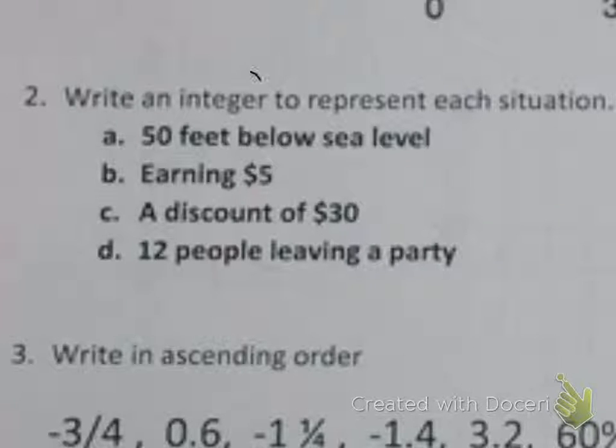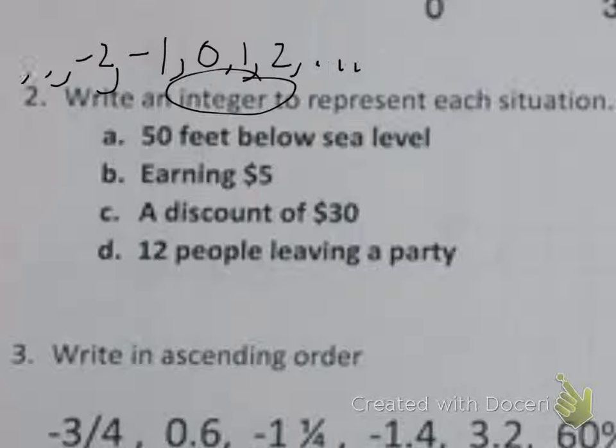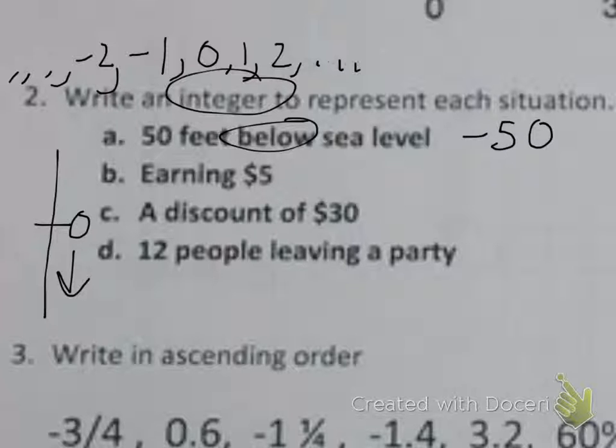For number 2, we're just writing integers. So once again, the integers are 0 and our positive numbers, and then our negative numbers. The first one says 50 feet below sea level. Below means it goes down below. So we can always think of a number line like this with 0, and 50 feet would be down below, so that would be the negative. So that's a -50.